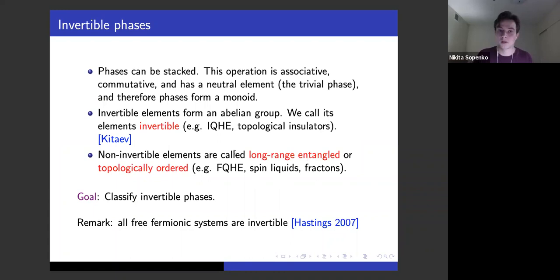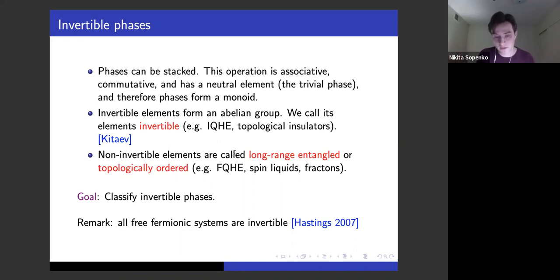We can just consider the composition of two systems, and we have some tensor product state in these systems, and we can consider again equivalence under this evolution by local Hamiltonians. This operation is associative, commutative, and has a neutral element, which is this trivial phase of decoupled spins. But it is not a group because not all elements are actually invertible. There is a special class of states, which we call invertible, introduced by Kitaev, which has motivation from K-theory, which is applicable to free systems, but will be interesting in interacting systems.